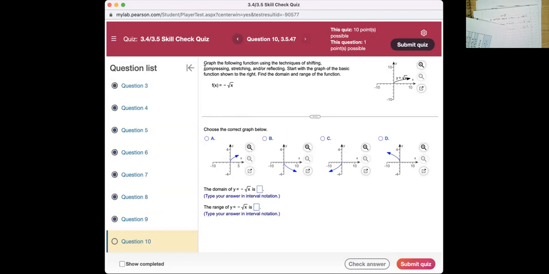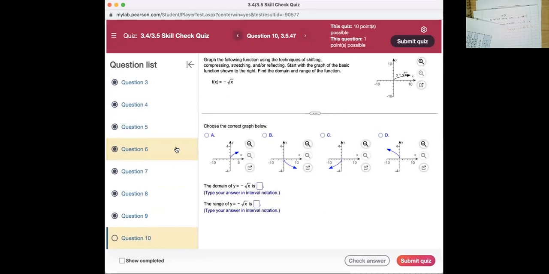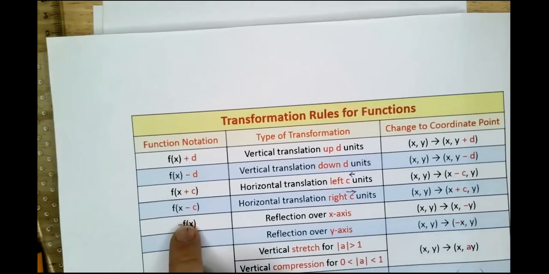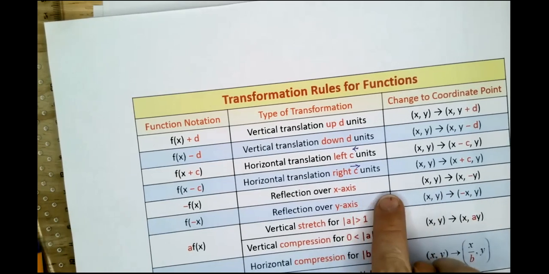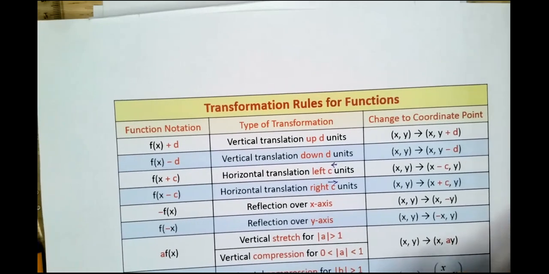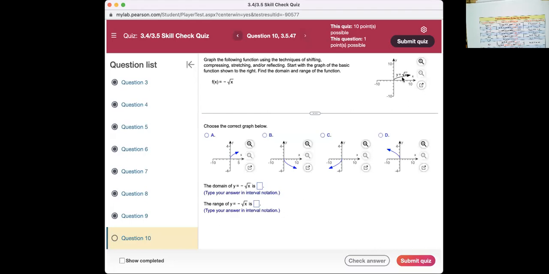All right. Question 10 asks us to graph the following function using the technique of shifting, compressing, stretching, or reflecting. Start with the graph of the basic function shown to the right. Find the domain and range of the function. So the graph that they're giving us is y equals the square root of x, right? And then they are going to put a negative sign in front of the whole graph, right? So a negative outside the grouping symbols means we're reflecting it over the x-axis. So all of our x values stay the same. All of our y's become negative y's. So on here, instead of 1, 1, we have 1, negative 1, right? So that graph is going to look like B, right? Because I just flipped it over the x-axis.